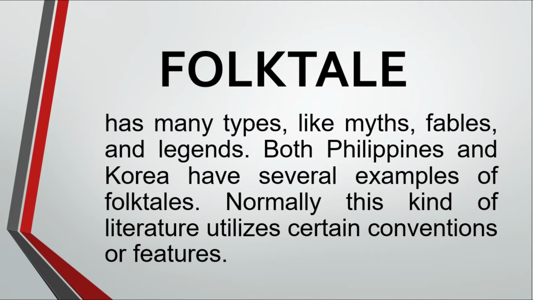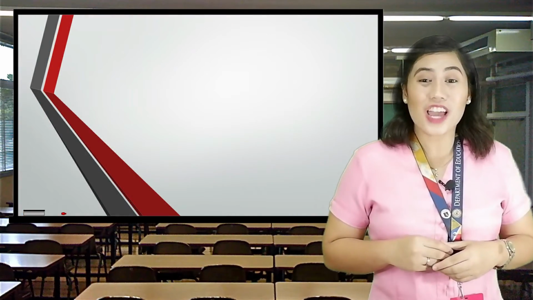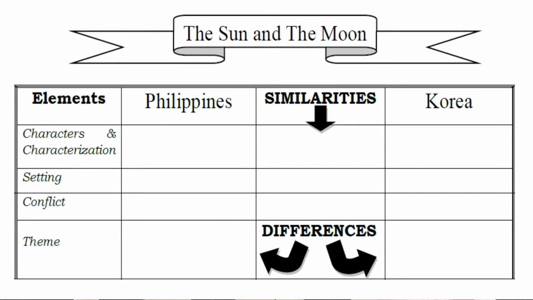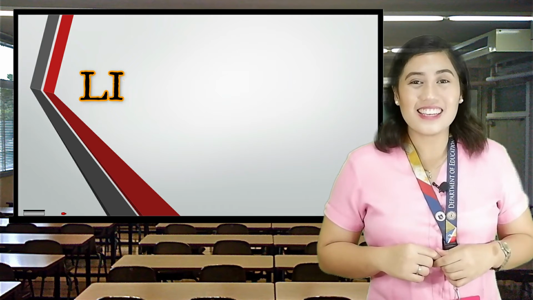Both Philippines and Korea have several examples of folktales. Normally, this kind of literature utilizes certain conventions or features. These recognizable features are always present in the story, such as character and characterization, setting, plot, conflict, and theme. Now, we will check your understanding about the two selections you read by filling in the graphic organizer. Fill in the graphic organizer through comparing and contrasting the two stories of the sun and the moon based on the following literary elements: character and characterization, setting, plot, conflict, and theme. Were you able to completely fill in the graphic organizer? Excellent! Now let's study literature.